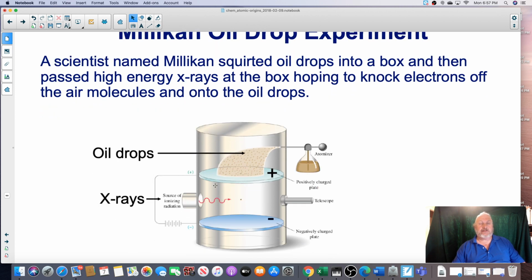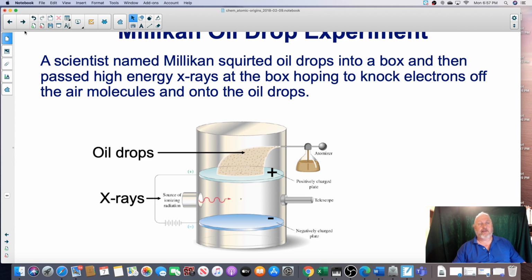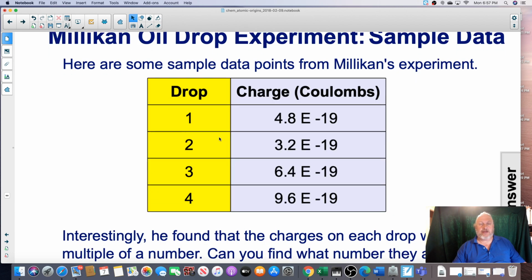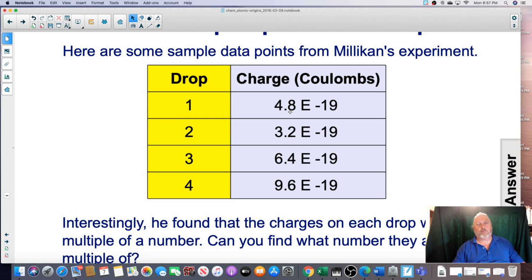And by passing these high energy X-rays, he was hoping to knock one of these newfangled electrons off the air molecule and onto the oil drop, right? And have it just hang out there. So here's some sample data he noticed. One drop had 4.8 times 10 to the minus 19th coulombs. The other one had a charge of 3.2 times 10 to the minus 19th, and that was 2 drops.